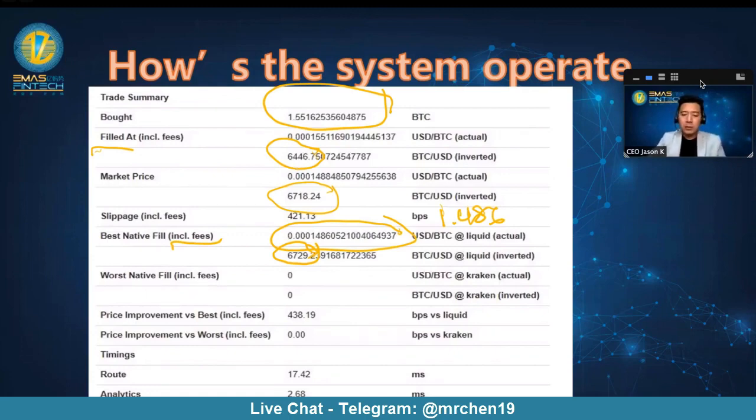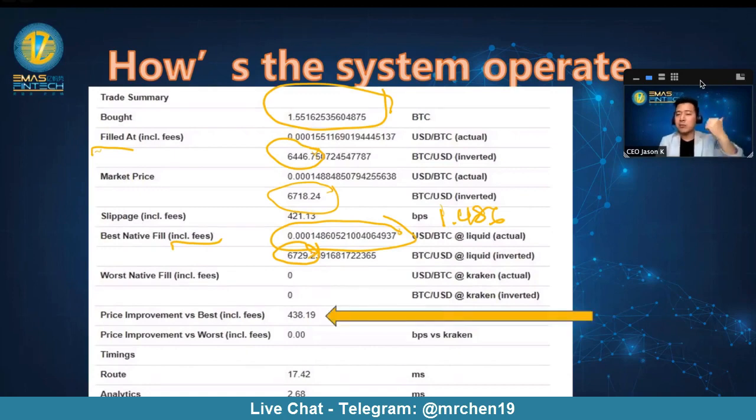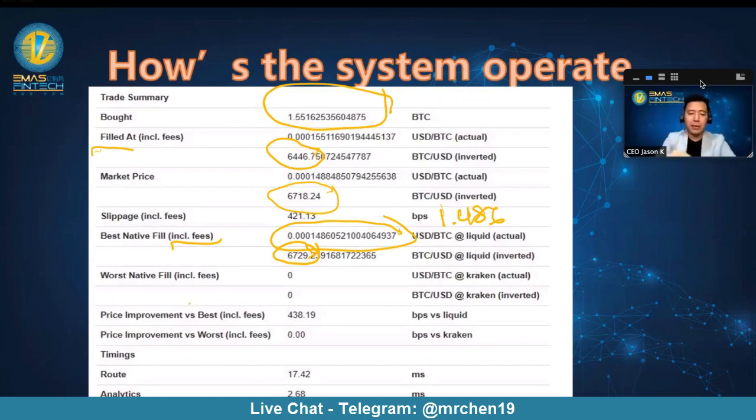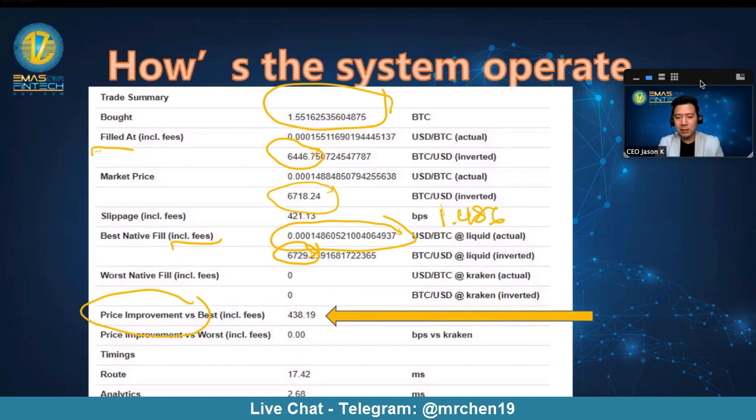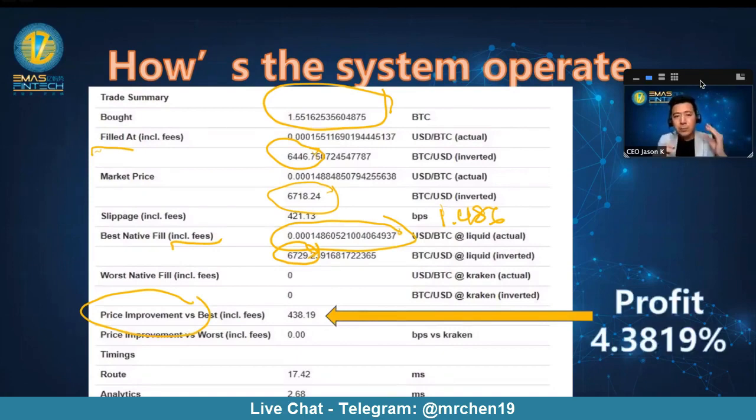Okay, so the next thing is, just now I mentioned two things that my trader need to analyze. The first is a price comparison. We have been through that. The next thing is price improvement, which is here. PI, what I call it PI. As you can see, our PI here is 438.19 BPS, bips. 100 bips is actually equal to 1%. So 438.19 bips stands for 4.3819% of profit.